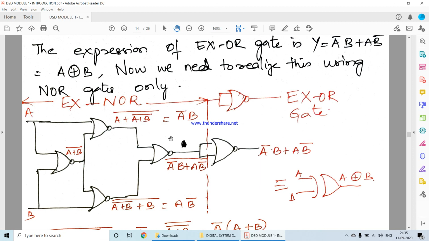Okay. Similarly here, A plus B the whole bar plus B the whole bar, and this will, according to De Morgan's theorem, be A plus B the whole bar and B bar. You multiply B bar inside, and B into B bar is 0. You will end up getting A into B bar.